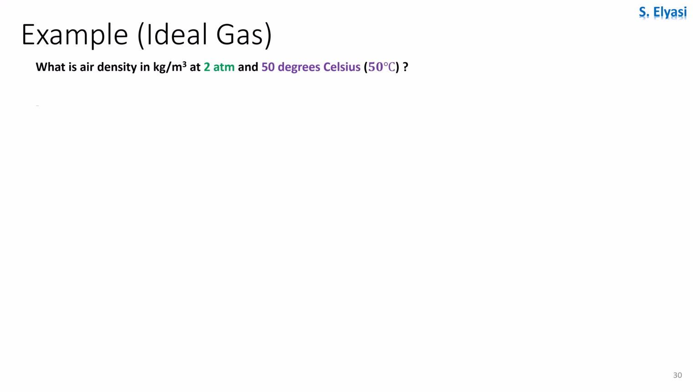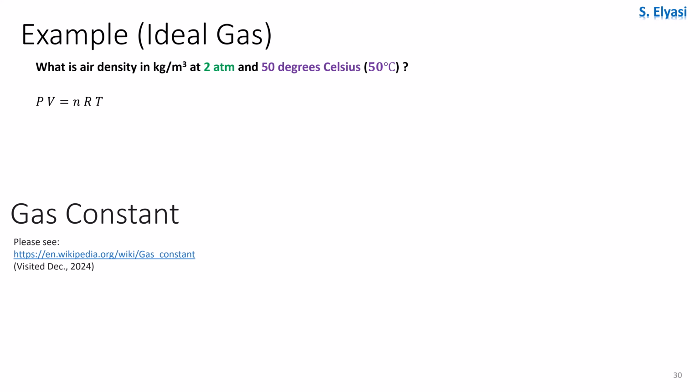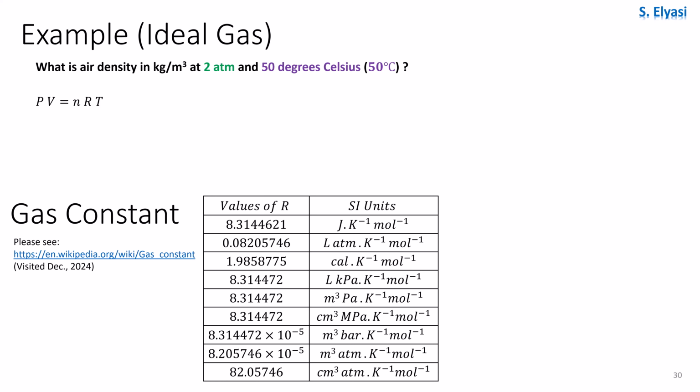Calculating the density of air in kilograms per cubic meter at 2 atmospheres and 50 degrees Celsius. The ideal gas law states that the product of pressure, P, and the volume of gas, V, equals the product of the number of moles, N, the gas constant, R, and the temperature, T. You can find the gas constant in various units in the table below.